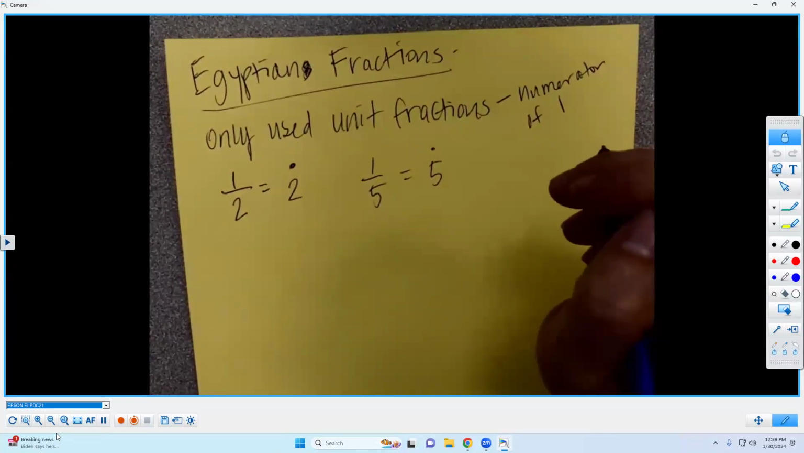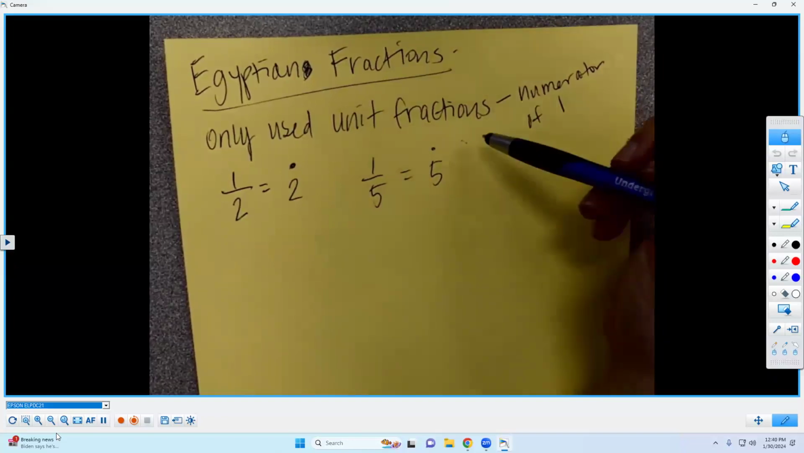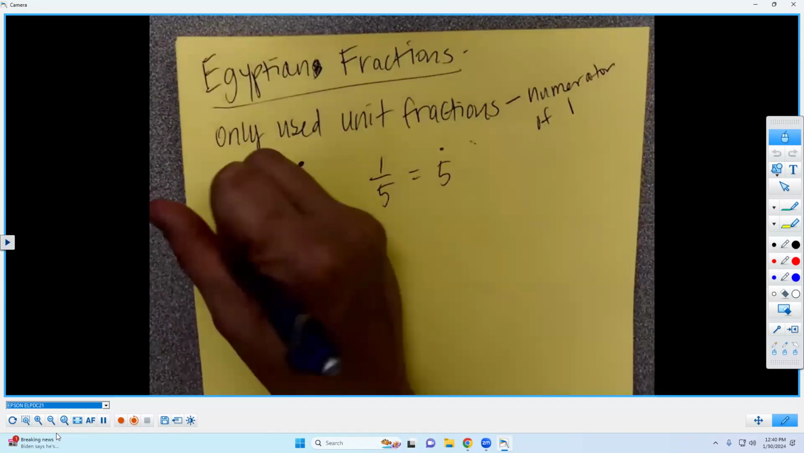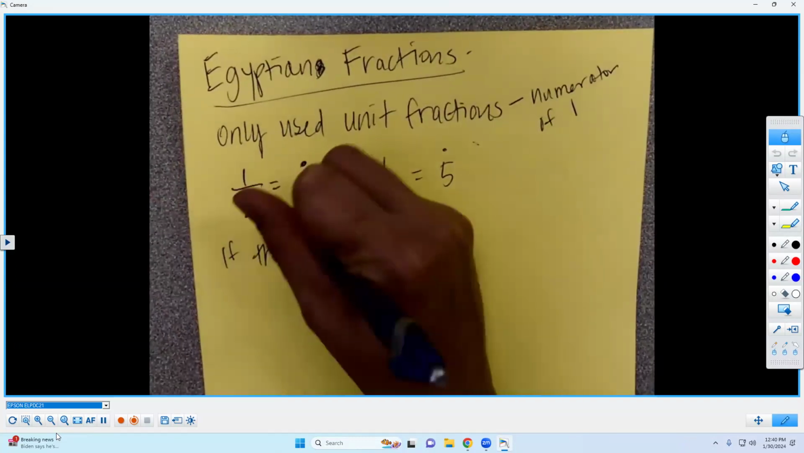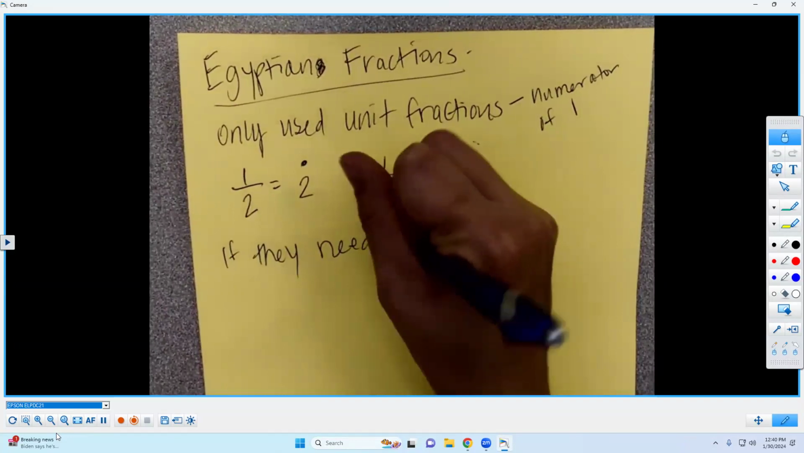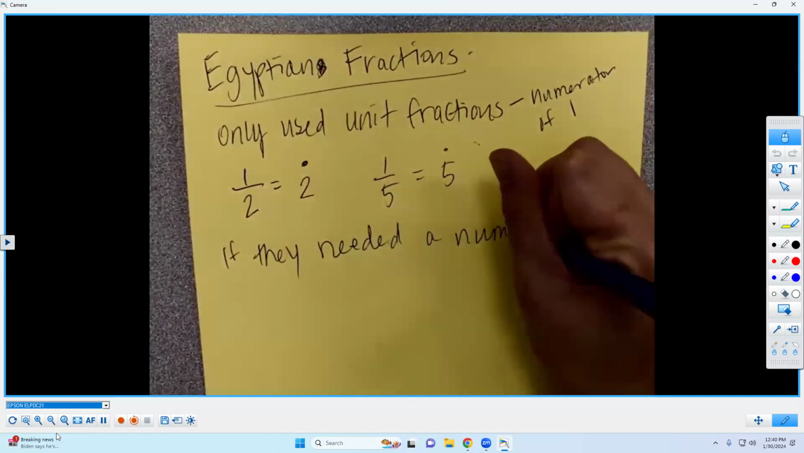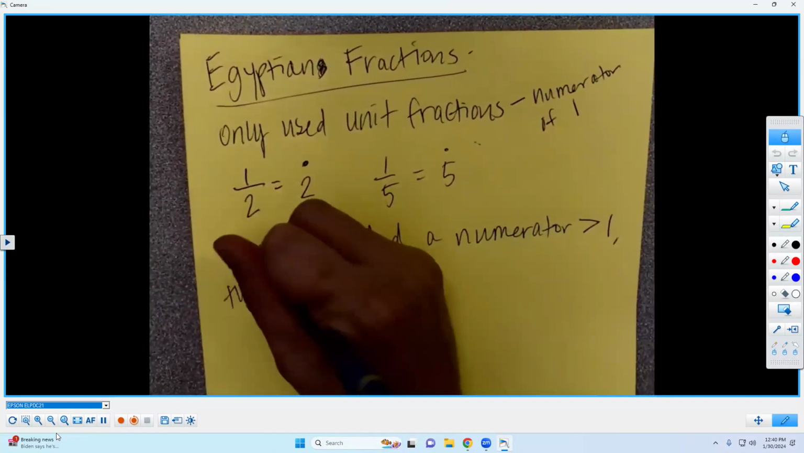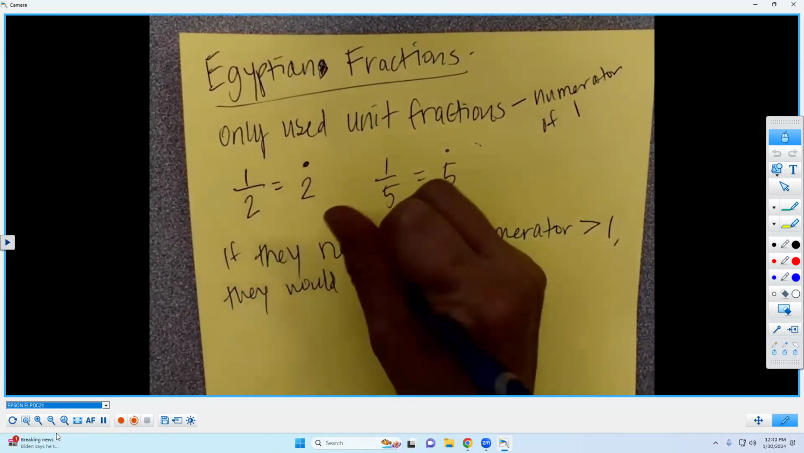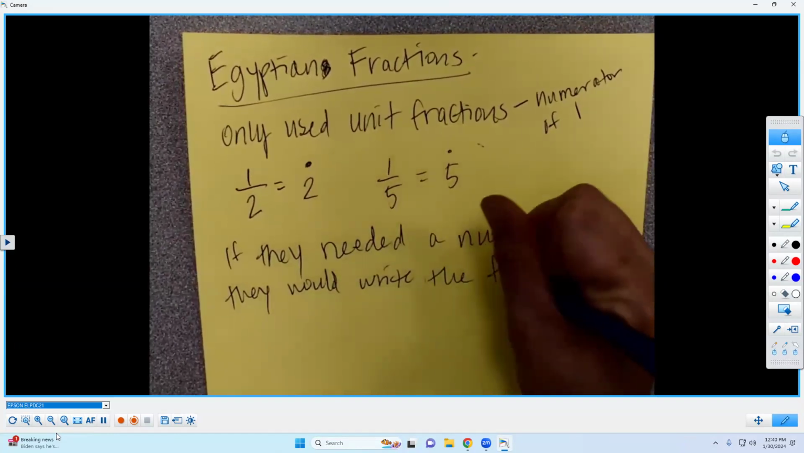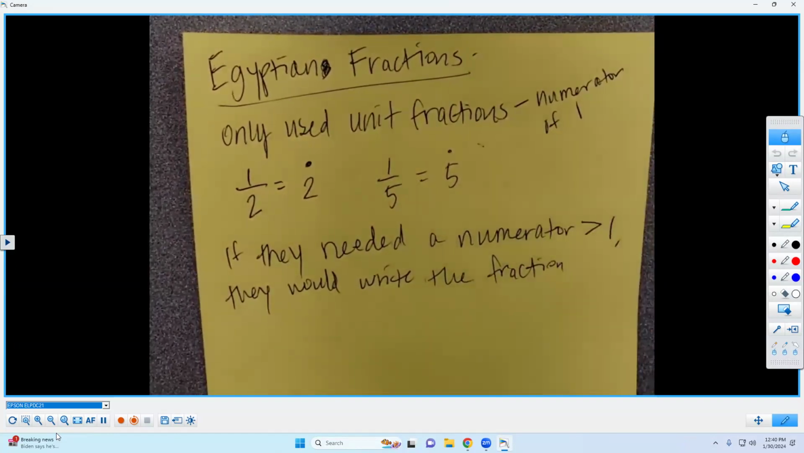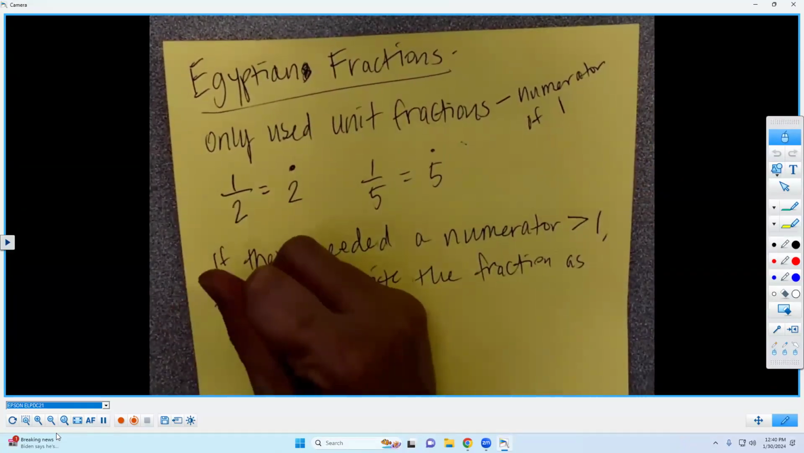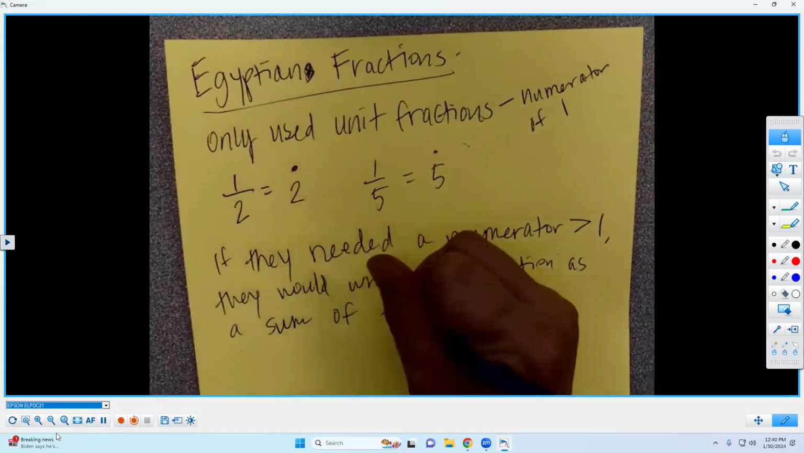So if they needed a fraction that didn't have a 1 on top, if they needed a numerator greater than 1, they would write the fraction as a sum of fractions.